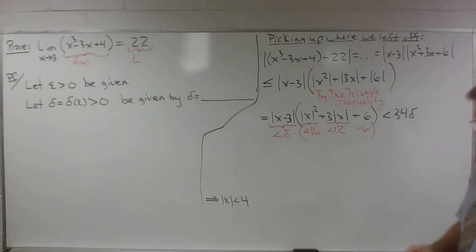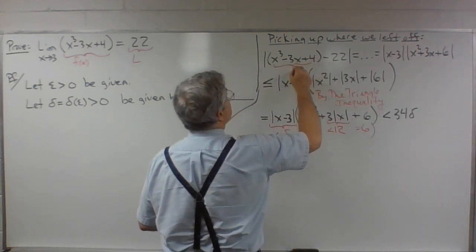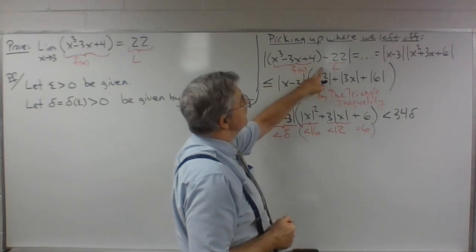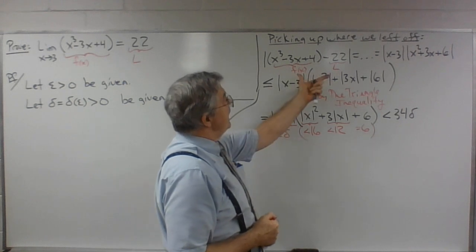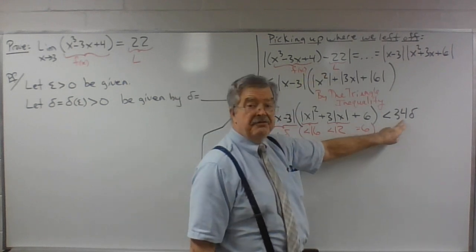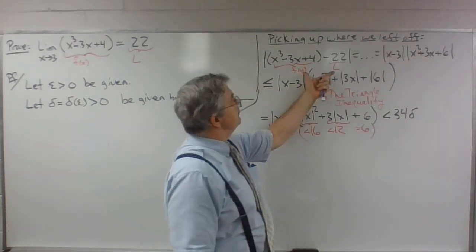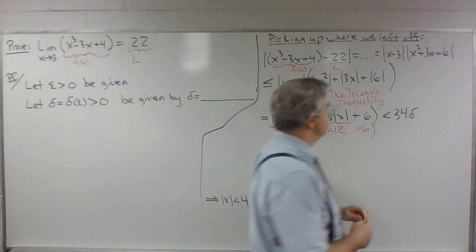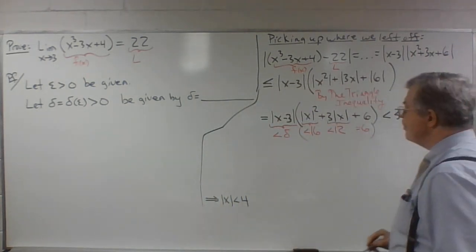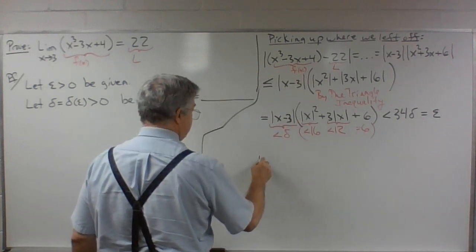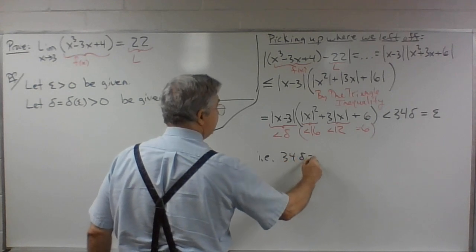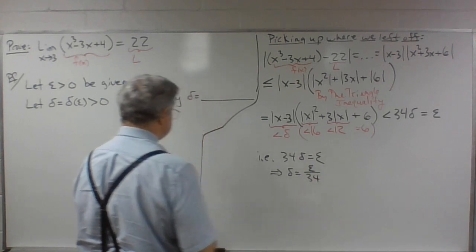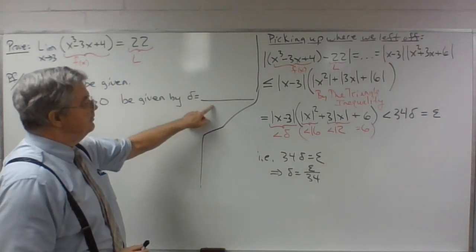Well, what were we trying to do? Weren't we trying to take this thing, f of x, and the limit 22? Weren't we trying to make the absolute value of their difference less than epsilon? Well, we have the absolute value of their difference less than 34 delta. We got the absolute value of their difference less than something. Let's make this something our epsilon. So delta equals epsilon over 34.